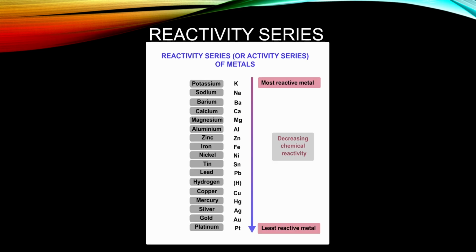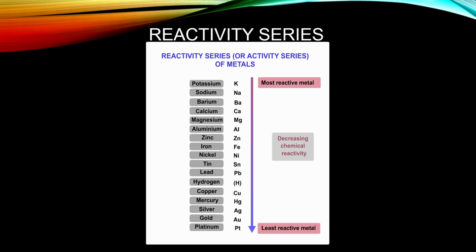This is the reactivity series, which is very important. Many questions have been asked on this. As you go down, the reactivity decreases. Potassium, sodium, barium, calcium, magnesium, and aluminum are the most reactive elements. Then come zinc, iron, lead, hydrogen, then copper, mercury, silver, gold, platinum. They are the least reactive. Silver, gold, and platinum just don't react with anything. Like the ornaments which we wear, gold and silver, they don't react with oxygen and so on.